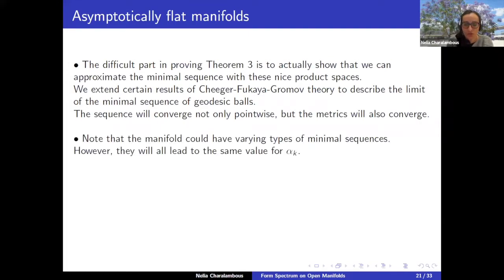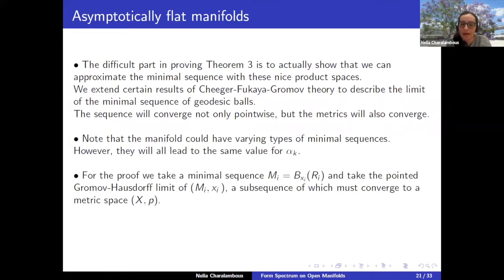So note, first of all, that there could be varying types of minimal sequences on a manifold, but they will all lead to the same value for the bottom of the spectrum. For the proof, we're going to start out with a minimal sequence and take the pointed Gromov-Hausdorff limit of these balls with their center. And we know that a subsequence of these balls must converge to a metric space. And we have two cases depending on the injectivity radius at the center.